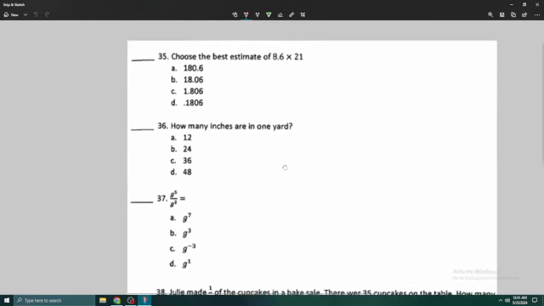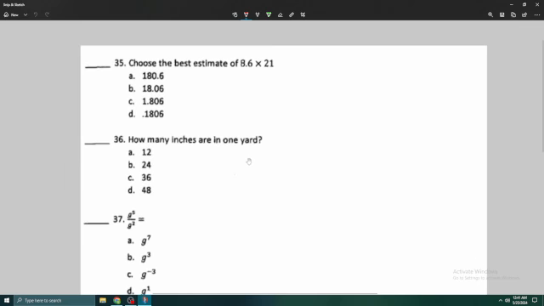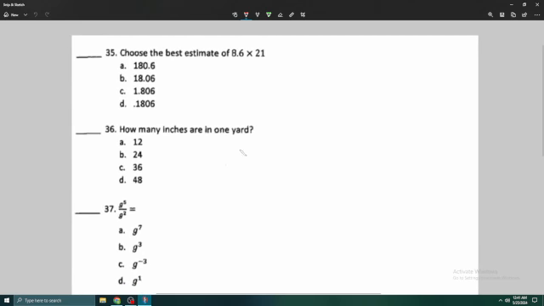Choose the best estimate of 8.6 times 21. I'm going to do a couple things here. I'm going to round that 21 down to 20.